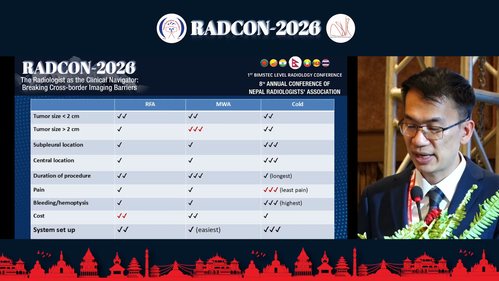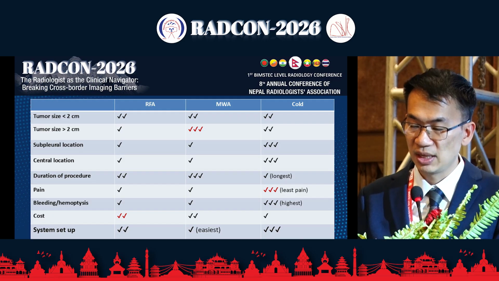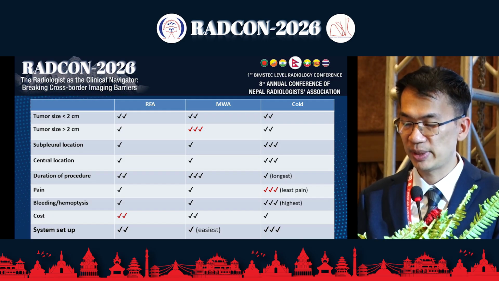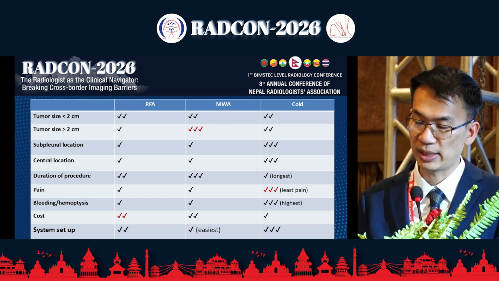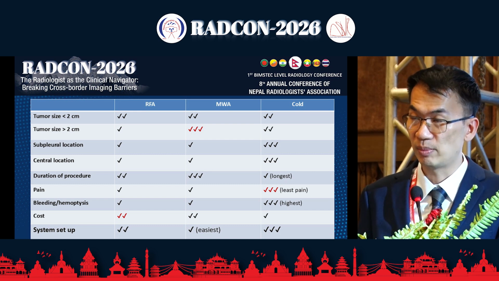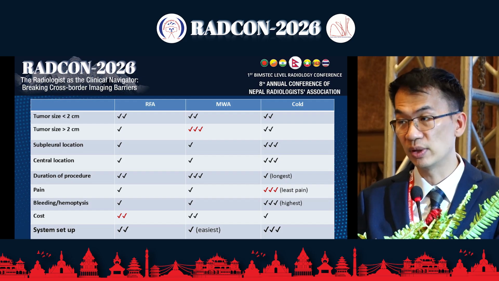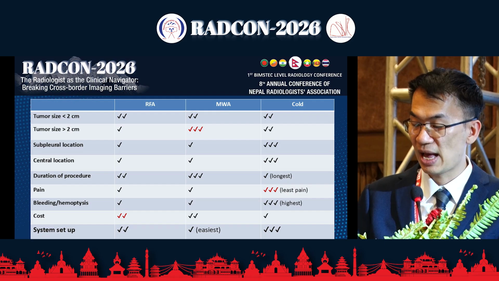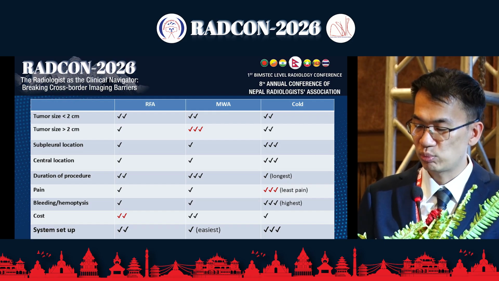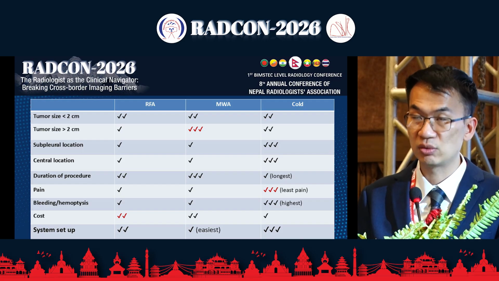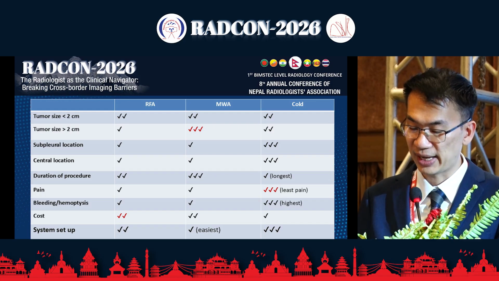For tumor size less than 2 centimeters, each modality is the same. If the tumor size is more than 2 centimeters, I think microwave has the benefit because 1 needle can create a good ablation zone covering it. Cryo can do more than 2 centimeters as well, but you have to add more, not only 1 probe. For the subpleural location and the central location, right now I really prefer cryoablation, as I showed you in the cases.